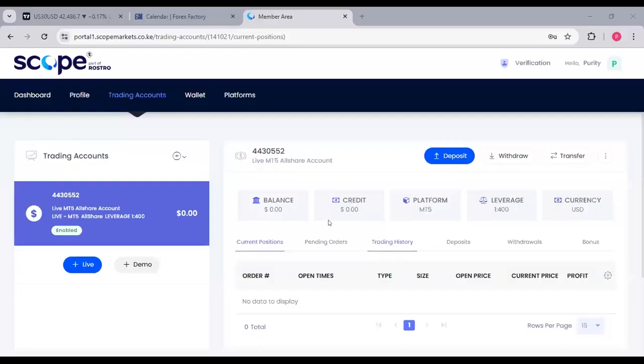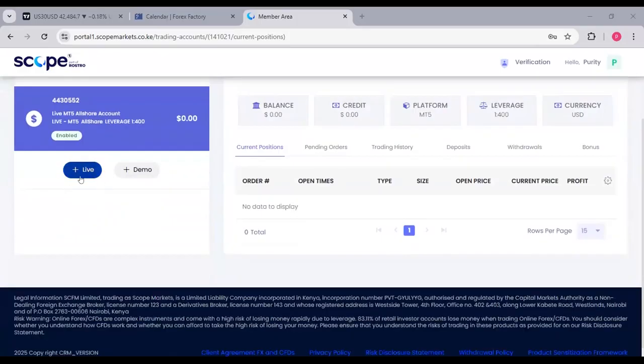Good afternoon, traders. My name is Purity, also known as Koshi FX, a Forex trader. First of all, we're going to start with how to create an account on Scope Market. Once you've logged into your dashboard of Scope Market, this is where you're going to navigate. We have 2 points right here. We have a point where you're supposed to create your live account.